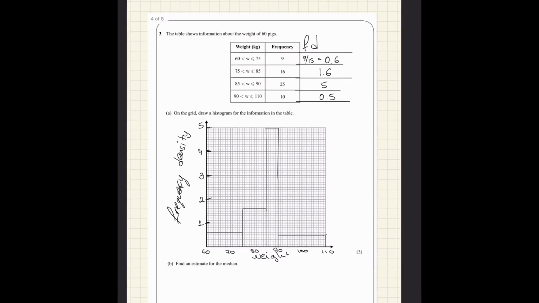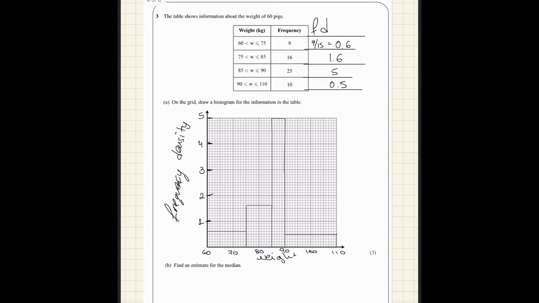So it says find an estimate for the median. Now, a lot of you are thinking, is that an estimate? Do I need to round to a significant figure? No, you don't need to do that. But you will be estimating because they are grouped data, so you don't know exactly what the value would actually be. So you've got 60 pigs, so the median would be the 30th. So you're trying to find out where that 30th would actually be. Now, you should know already that the area for each of these rectangles actually represents frequency. Because why is that?